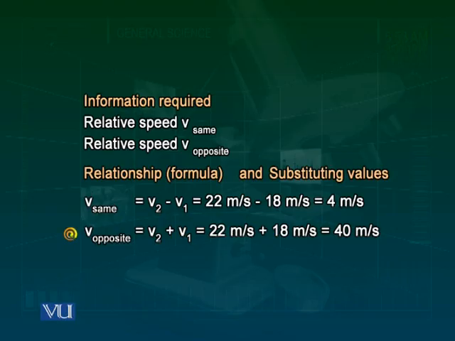Now, in case of the cars moving in opposite directions, do we have a relationship? Yes, if we look at our list of relationships which we developed last time, we find the velocity in the opposite direction would be the sum of both velocities. In other words, v opposite is v2 plus v1. Because this speed plus this speed, they would be added to each other because they are moving in opposite directions or approaching each other. And therefore 22 meters plus 18 meters would give us 40 meters per second.